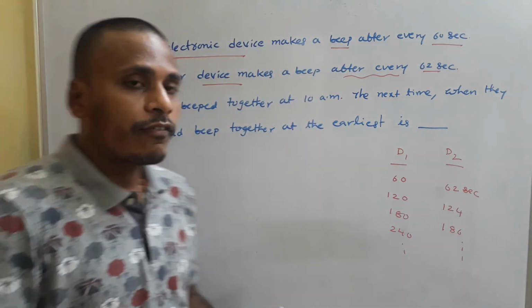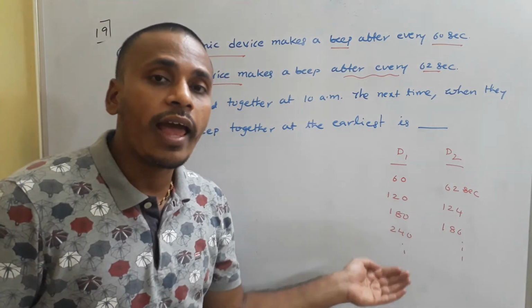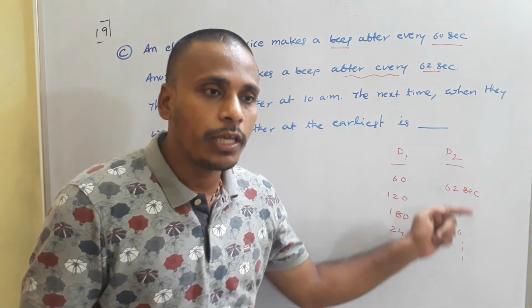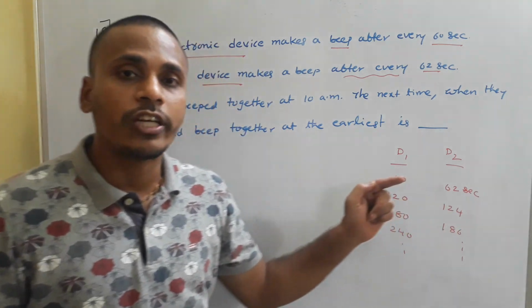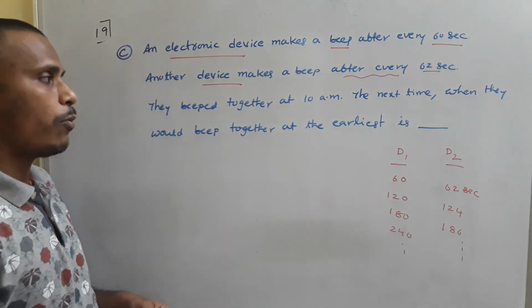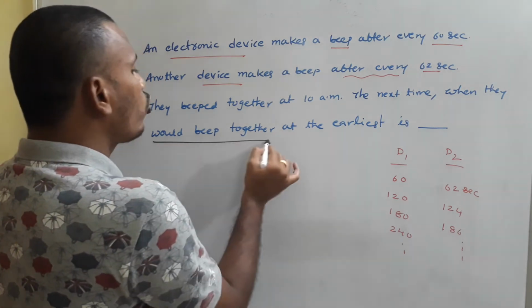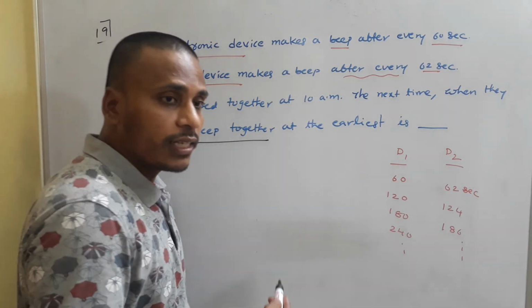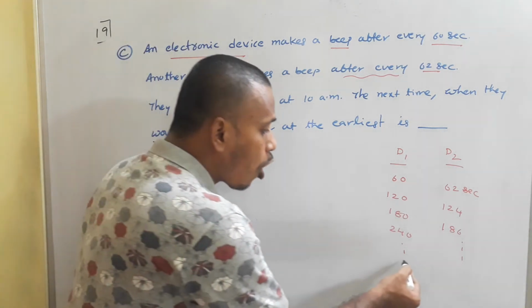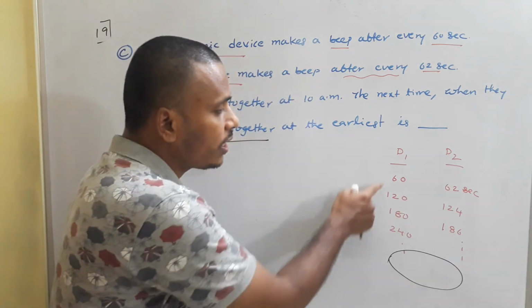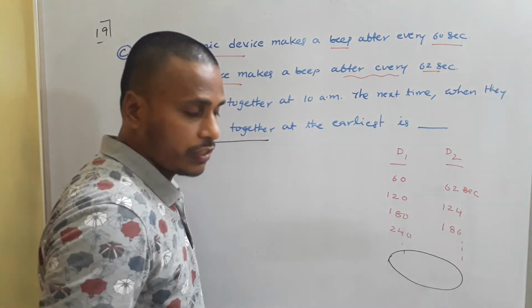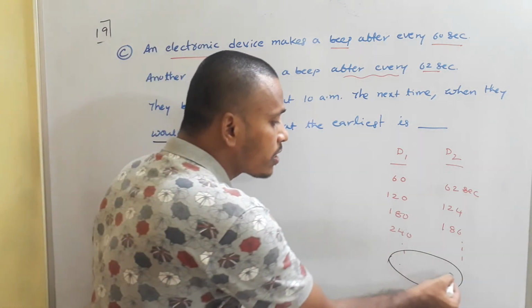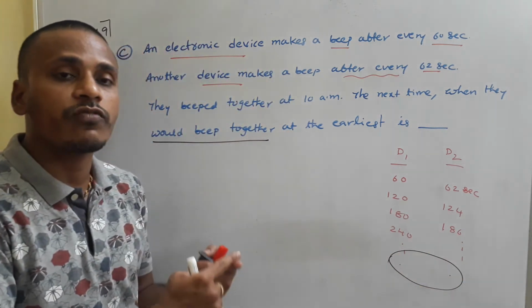So that means the first device will beep after every multiple of 60 seconds, and the second device will beep after every multiple of 62 seconds. We need to think about when they would beep together, after a common multiple of these two, because one beeps after every multiple of 60 and the other after every multiple of 62. If the time is the same, then those two devices will beep together.